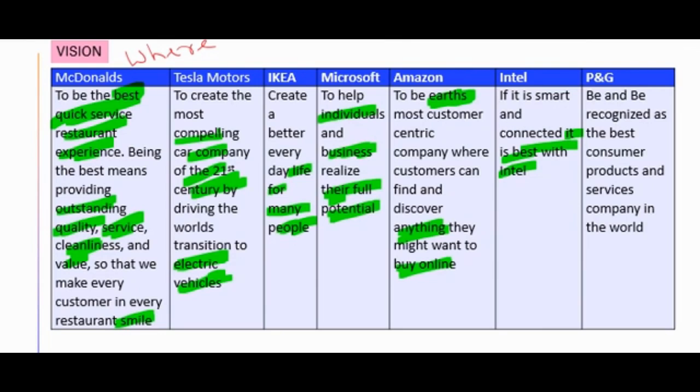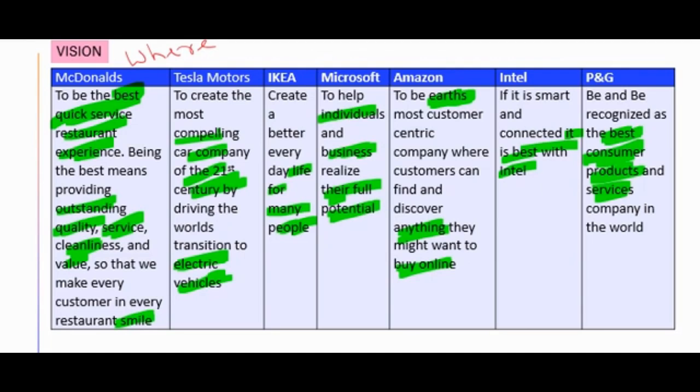And let's take one more, P&G, Procter and Gamble. P&G wants to be recognized as the best consumer products and services company in the world. So almost they have also reached that. So these are the examples, vision statements of various well-known companies.